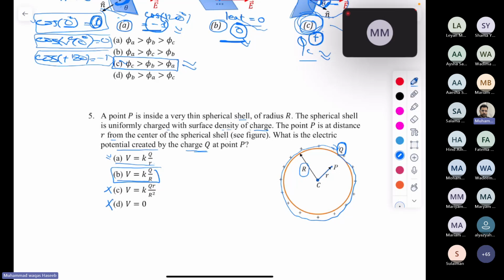So he is talking about the charge Q inside it. So charge Q is this. So the correct option is B in that case, because the electric potential of a point charge varies as 1 over R. If you increase R, the potential will decrease, and if you increase Q, the potential also increases in that case.